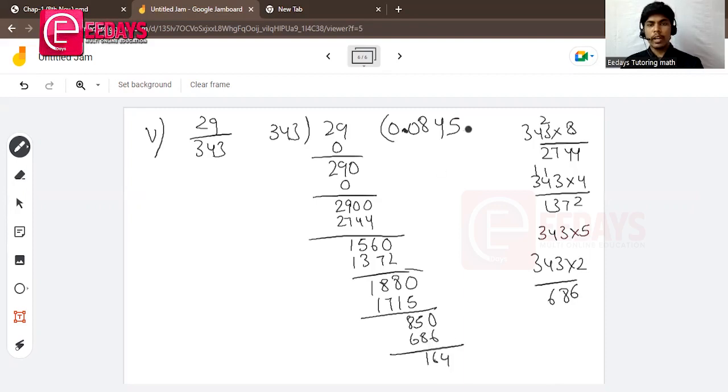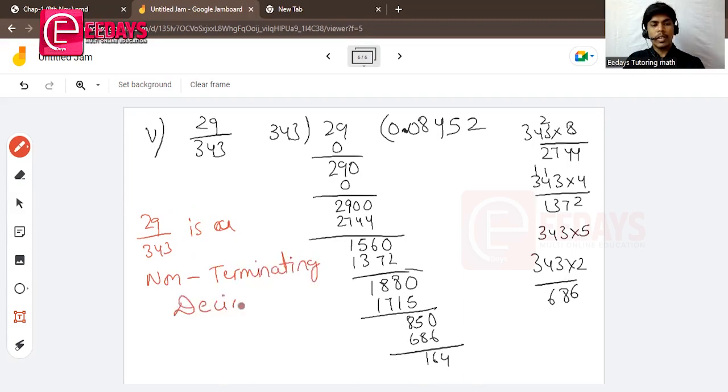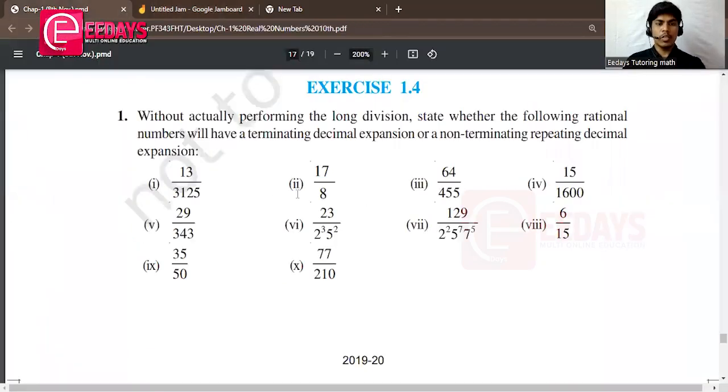Okay, so here what I'm observing is that it was continuing like this. Again putting point 0. So it was continuing like this. So shall we confirm that 29 by 343 is a non-terminating decimal? Why? Because there is no stop and there is no ending. That's why we can confirm it is a non-terminating decimal. Okay, so we just confirmed it like this. Let's move on to the next one.